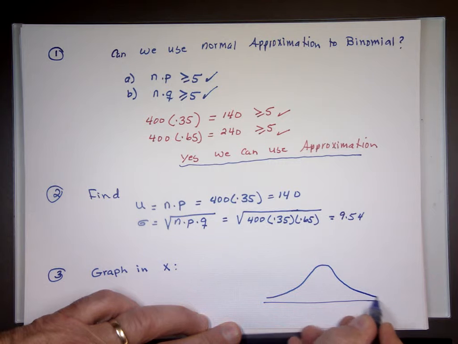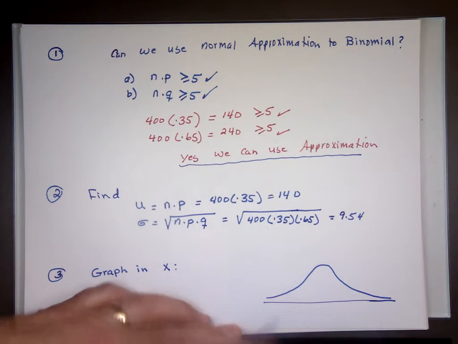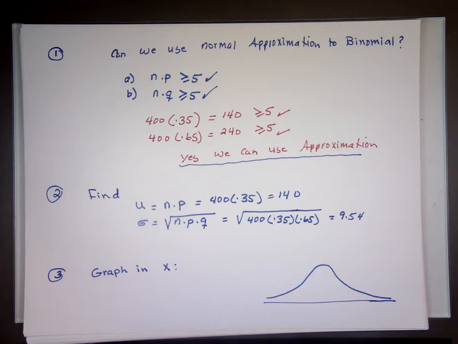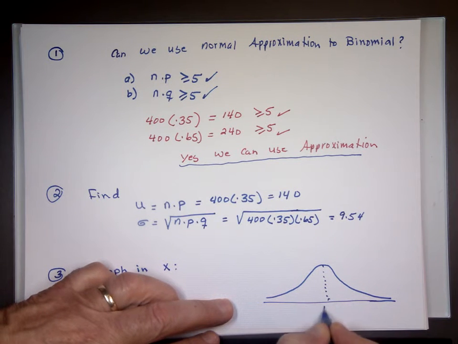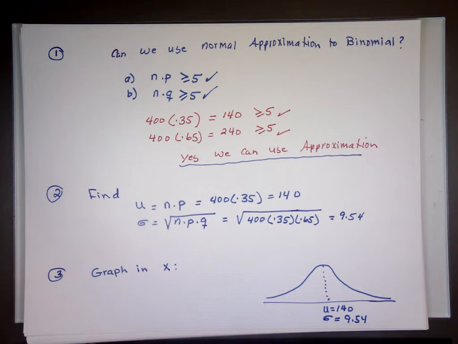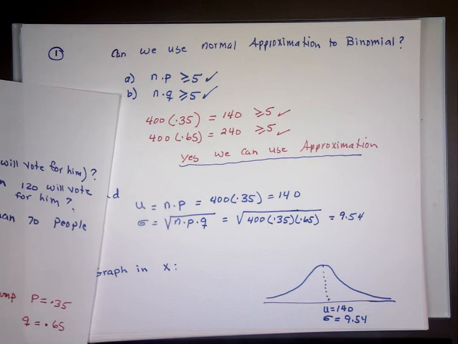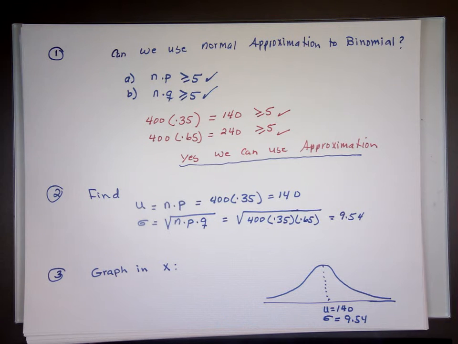We're saying the voting is normal distribution. I didn't say Donald Trump is normal, but the voting is normal distribution. It has an average of 140 and a standard deviation of 9.54. And the question is what? The first question: find the probability that exactly 130 will vote for him.